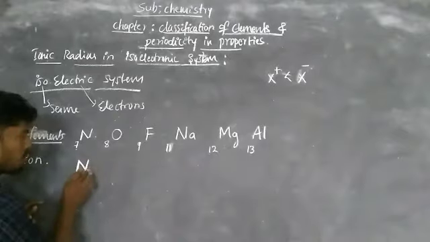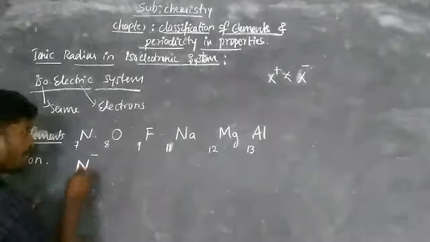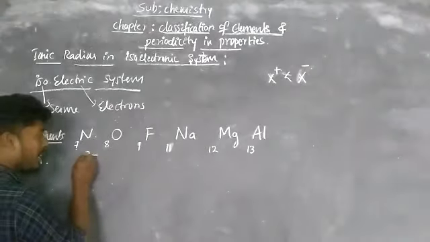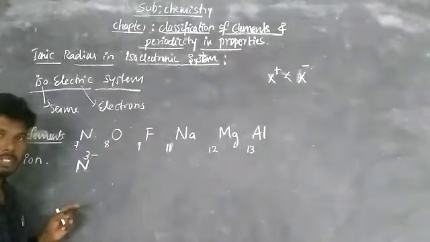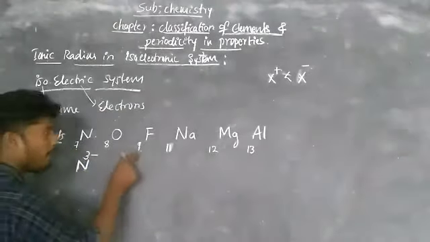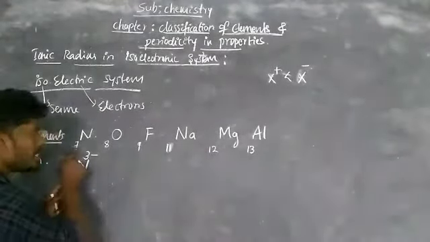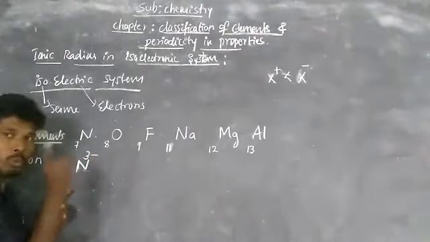Here there is nitrogen. By adding 1 electron you get a 1 minus charge. By adding 2 you get a 2 minus charge. By adding 3 you get a 3 minus charge. The atomic number remains the same. Atomic number is nothing but the number of protons, so the proton number remains the same. It means the nuclear charge of the atom remains the same. Only the electron number is increasing.